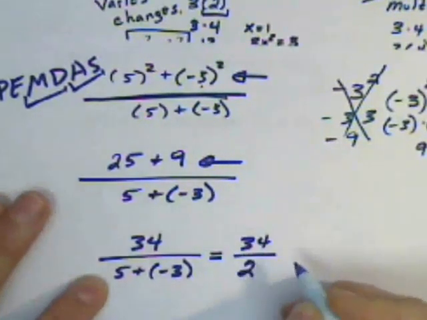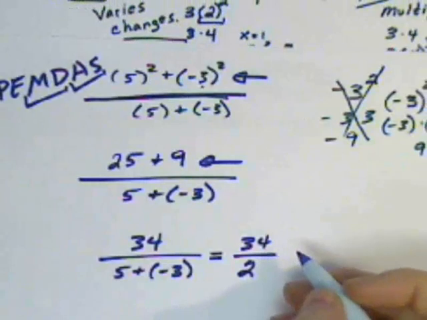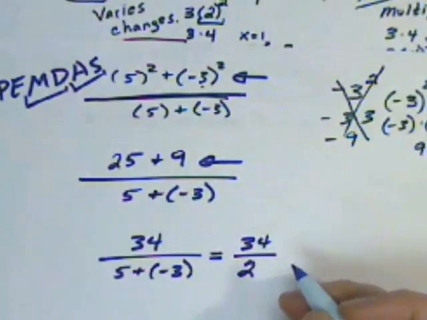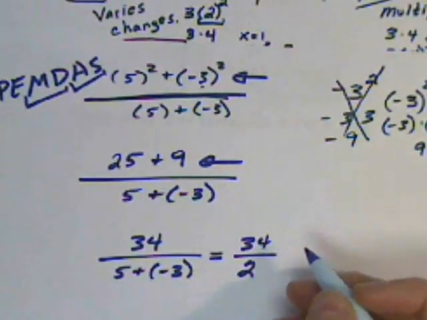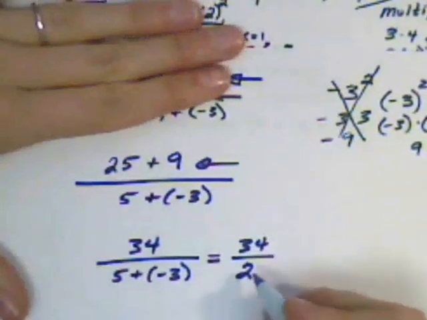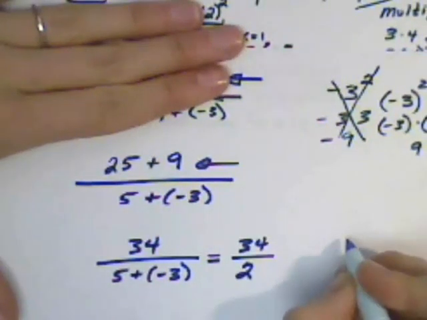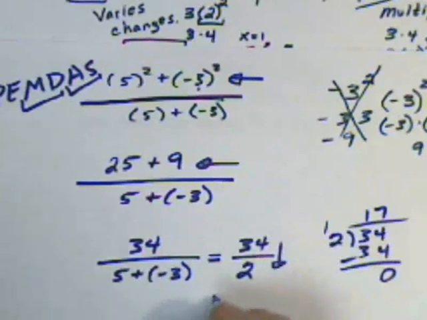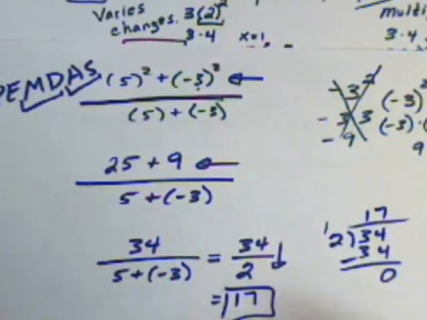34 over 2. Now remember, on your test, you do not get a calculator. While you're practicing these, feel free to use the calculator if it's something that you know you can do by hand. But remember, to fully simplify this, we have an even number over an even number, so you can use long division if you need to. So yes, this is equal to 17.